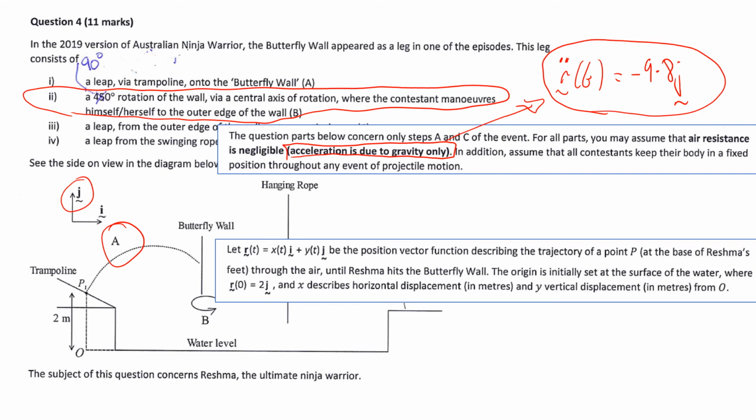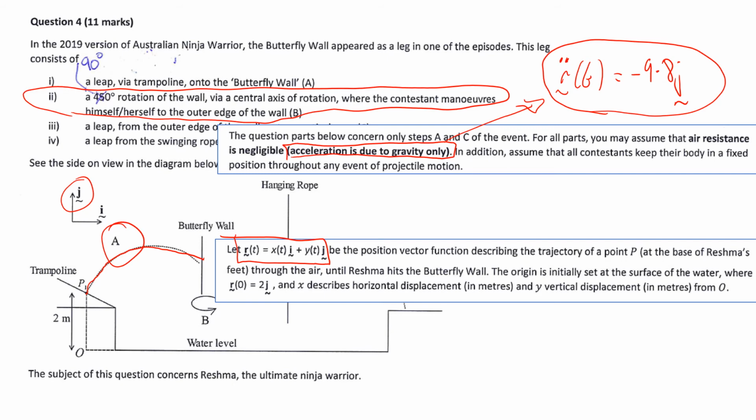So let our position vector function be some function of t i plus some function of t j, x and y is conventional, be the position vector defining the trajectory of a point P at the base of Reshma's feet through the air. So there you can see it. This is the position vector function that we need to capture. So for part A, until Reshma hits the butterfly wall.